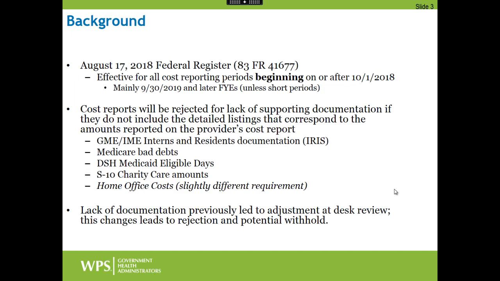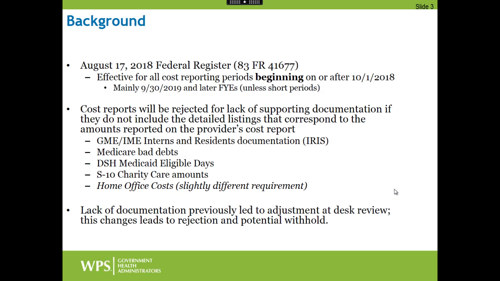So as a background, first of all, in the August 17th, 2018 Federal Register, this change came about and it is effective for all cost report periods beginning on or after 10/1 of 2018. Now, assuming you have a standard 12-month cost reporting period, this, of course, will impact the 9/30/19 and later fiscal year ends. But obviously, if a provider had a short period cost report that began 10/1/18 and ended maybe 6 months later, it would impact them as well.